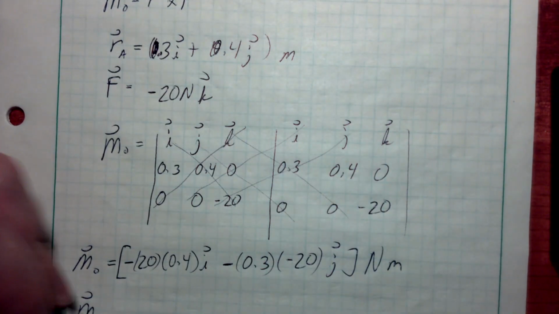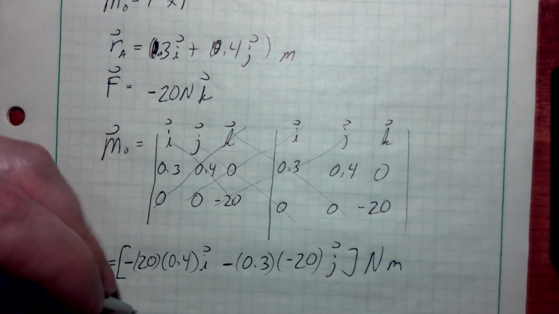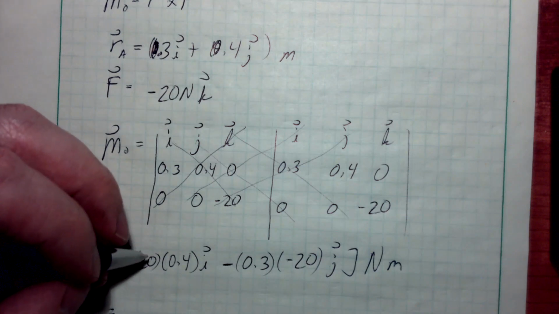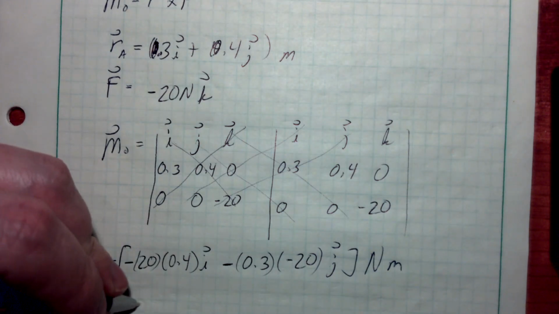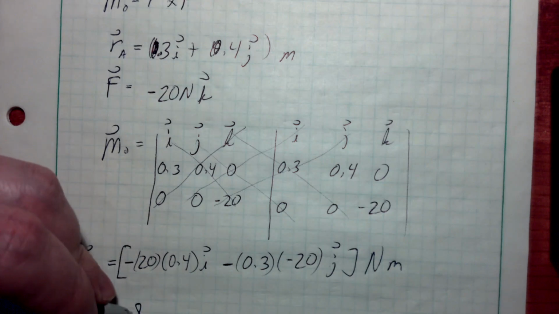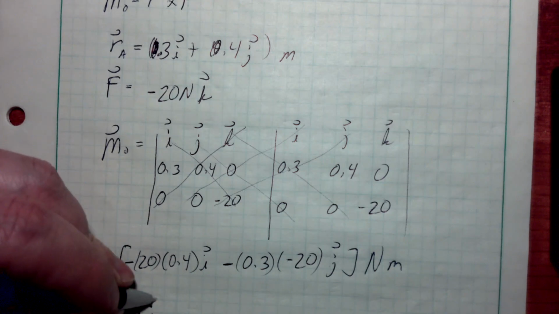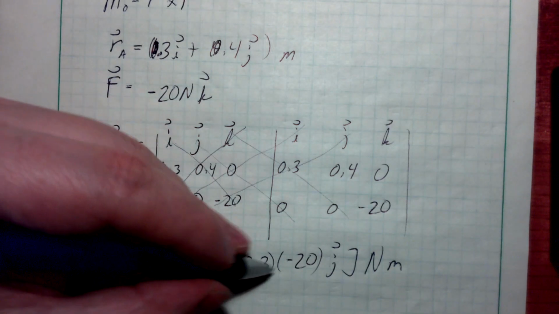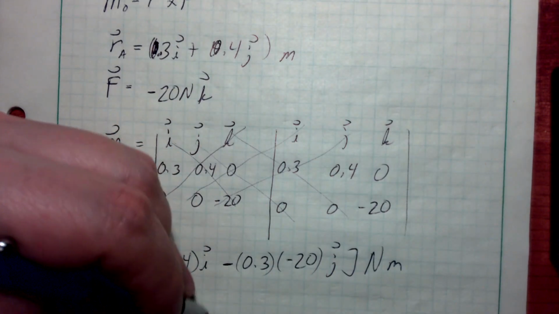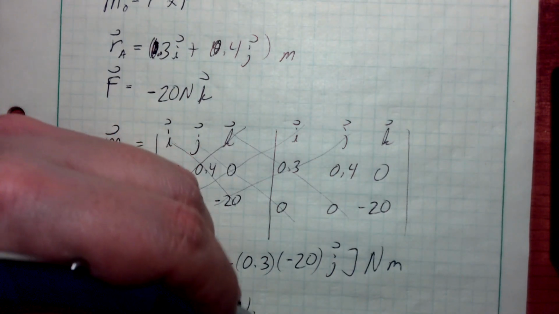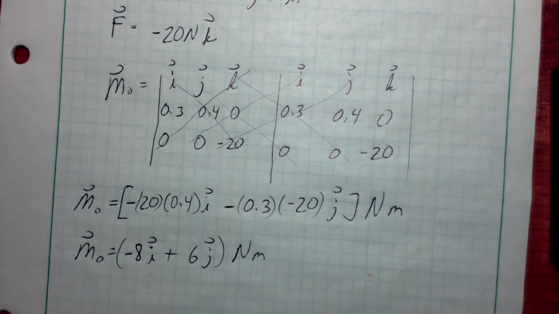So then we just multiply this out. You can pull your calculator out, but I feel pretty comfortable, I can do these in my head. It's 0.8 times 10, which is simply 8. It's going to be minus 8 in the i direction. And this is plus 6 in the j direction. Those are both newton meters.